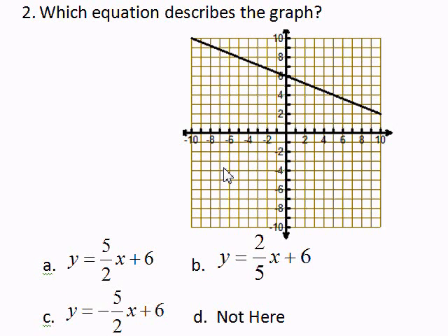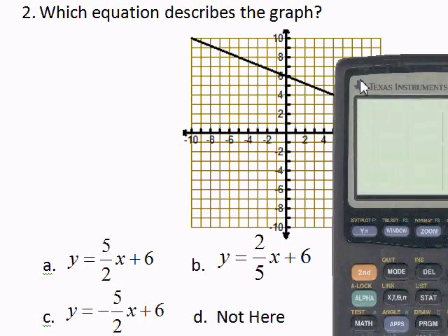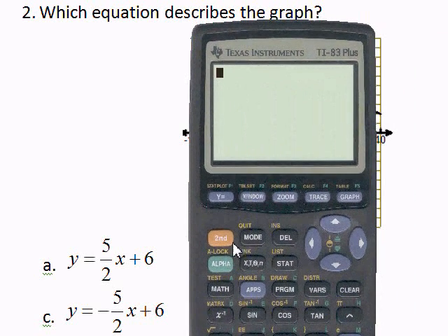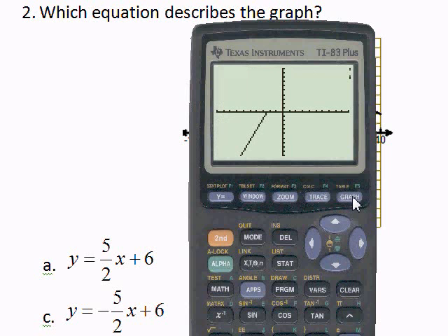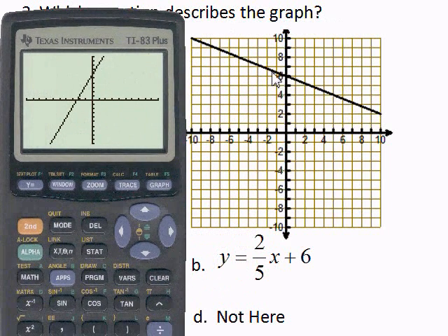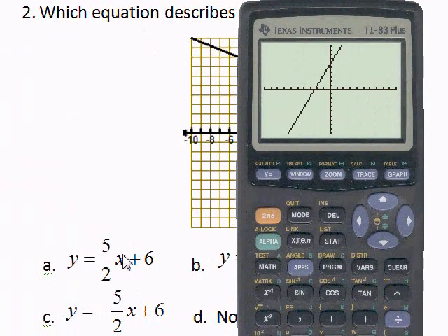Now here's a question where we're going to try to match a graph with an equation. So you could remember your whole rise over run, slope intercept thing, or another option is we're going to match this graph with the equation by getting our calculator, going to your y equals, and just typing in the equation, 5 divided by 2x plus 6. We press graph, and we're going to see if this graph matches the one we're given. You notice it does not, so that means A is not the correct choice.